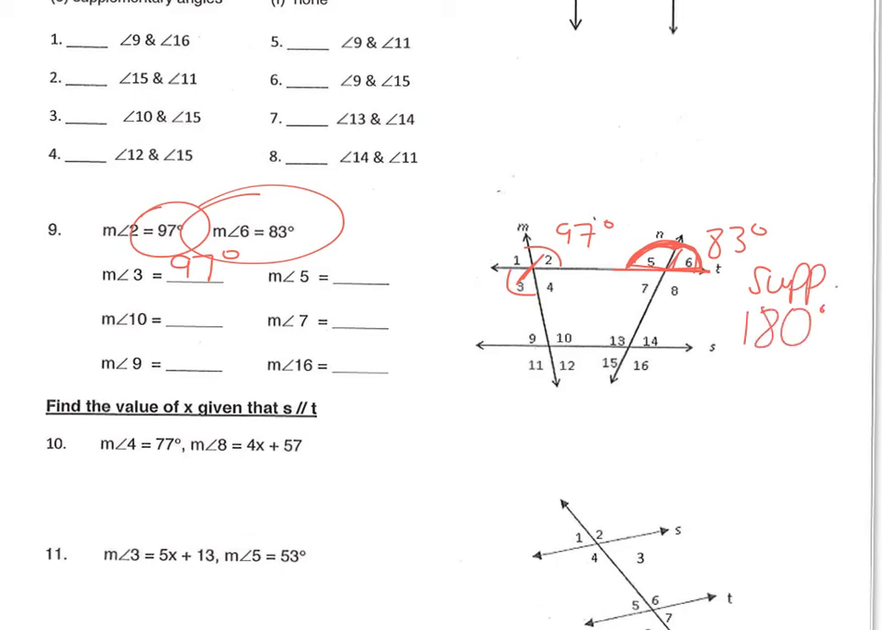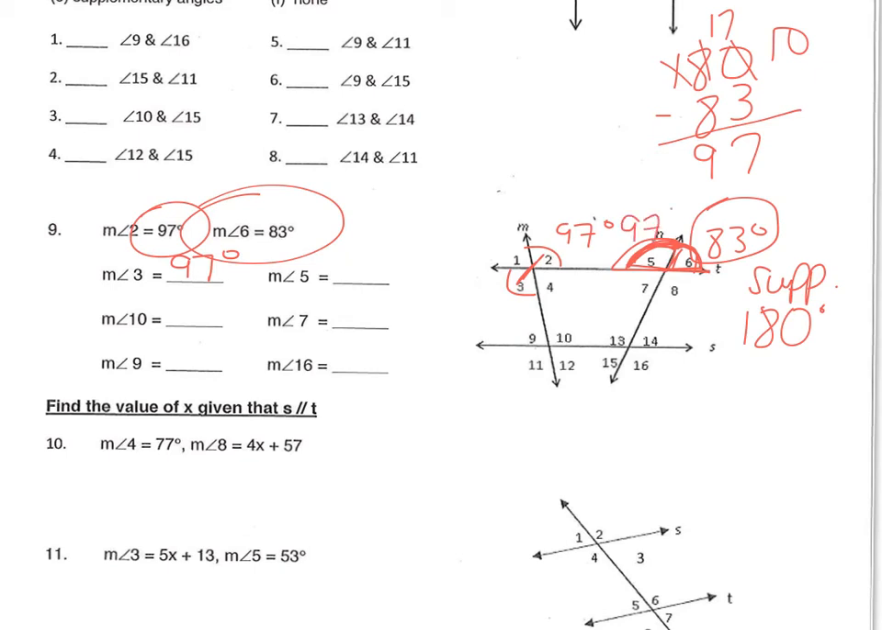So how do I find angle 5? Well, I know angle 6 is 83. So to find this angle, I'm going to subtract that from 180. So 180 minus 83 gives me what? 97. Right? So this angle is 97 degrees. So there we go, 97 degrees. So go ahead and fill the rest out using what you know from your notes. All right, let's go on.